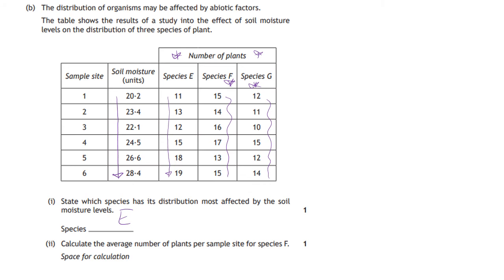Okay. Calculate the average number of plants per sample site for species F. Okay. So all I need to do is add all the numbers up. So 15 plus 14 plus 16 plus 17 plus 13 plus 15. So add all them up and then divide it by how many samples have I got? 6. The answer will give you 15. You could pause, pop it into your calculator.